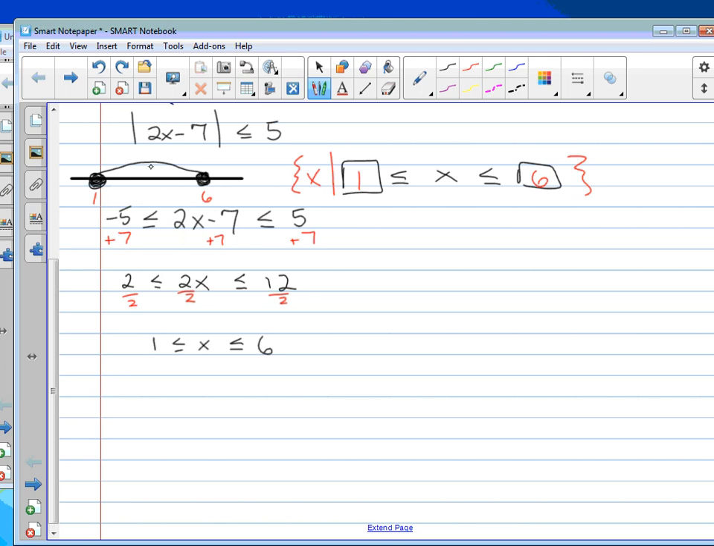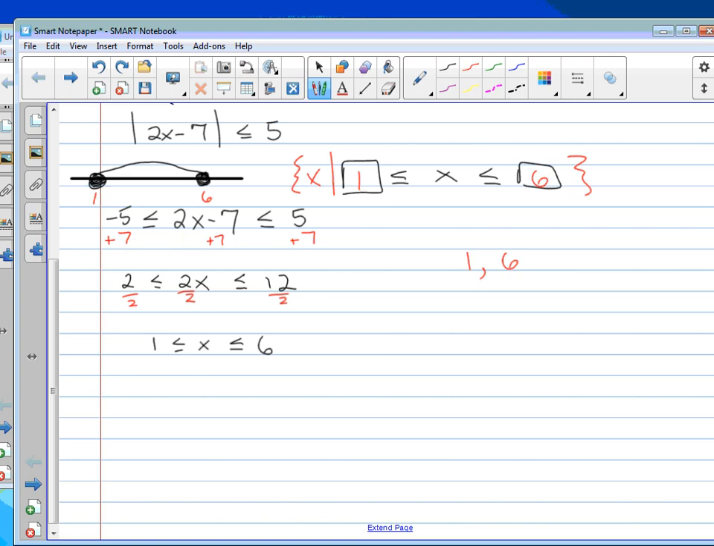It's asking you, what's the beginning of this interval? Well, what does it look like the beginning is? Where does it start? Where does my region that's going to satisfy this inequality start? It starts at 1, and where does it end? At 6. So we just say 1, comma 6.